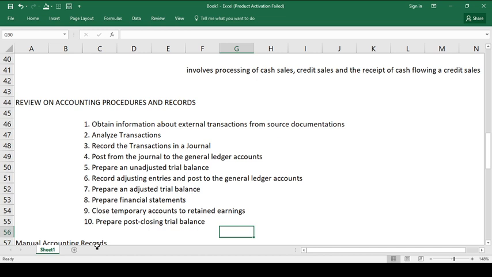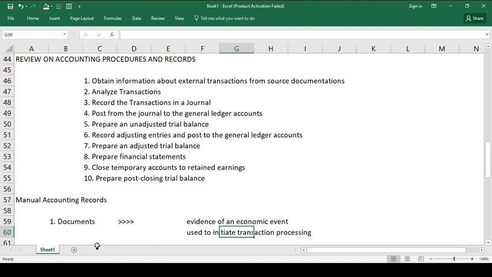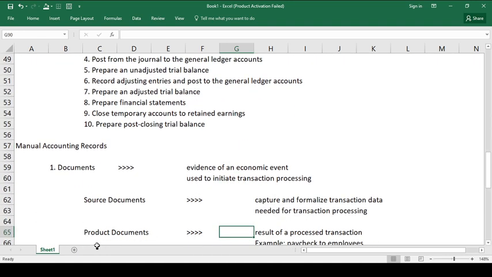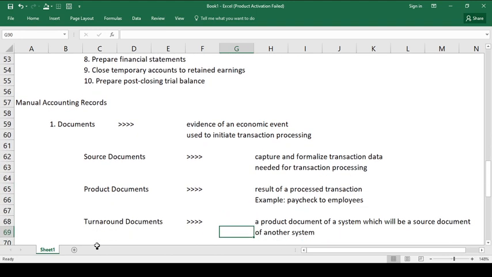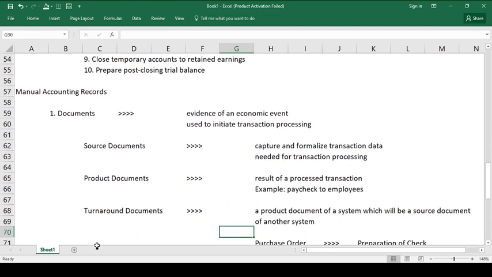Okay. So, for today, we will now discuss the manual accounting records. Yung manual lang muna. The manual accounting records. Una, we need to discuss documents. If we talk about documents, these are evidence of an economic event.